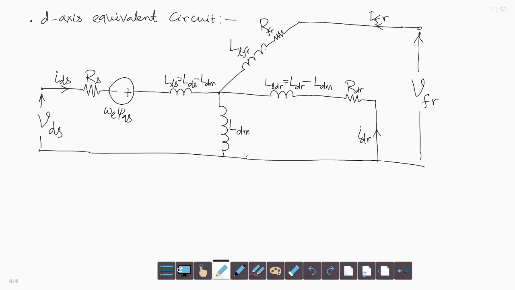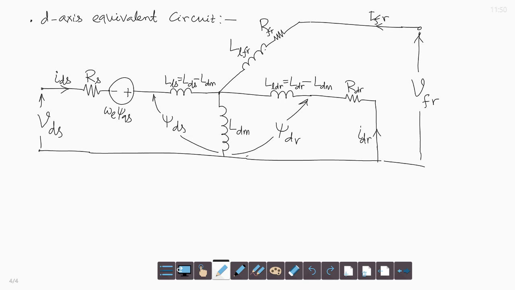And flux psi ds is the self flux of the stator winding, that is mutual flux plus leakage flux of the stator winding, and also the dr flux psi dr is here, and omega E psi qs is the rotational EMF.